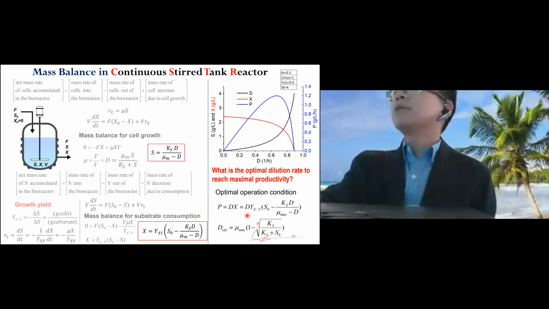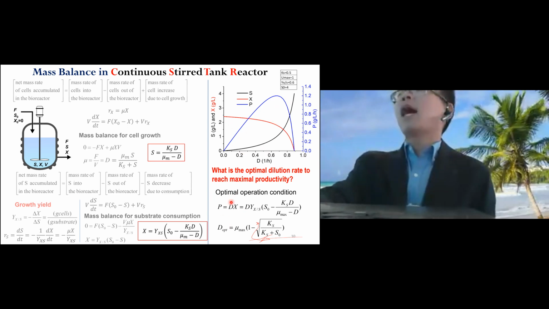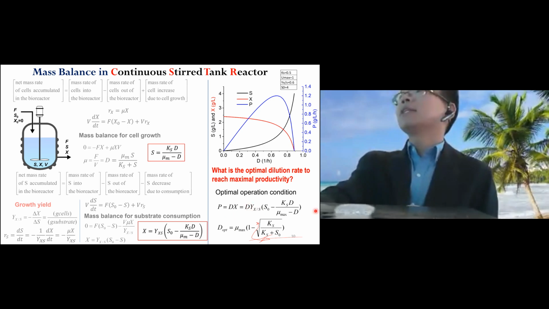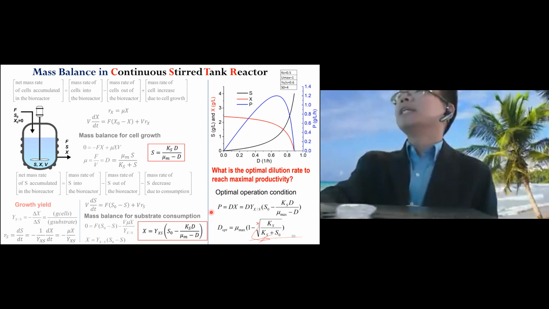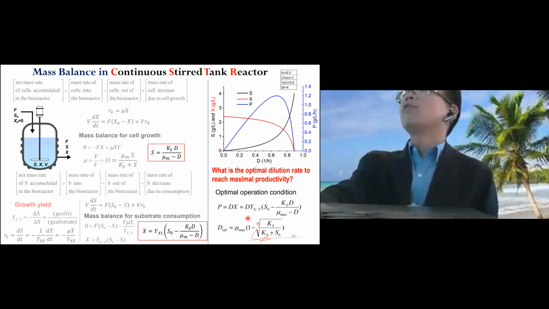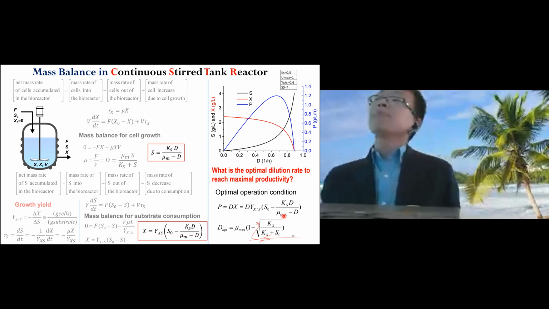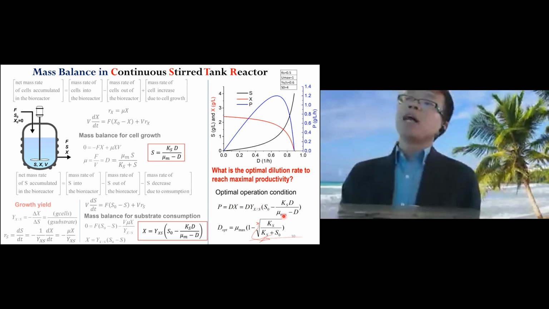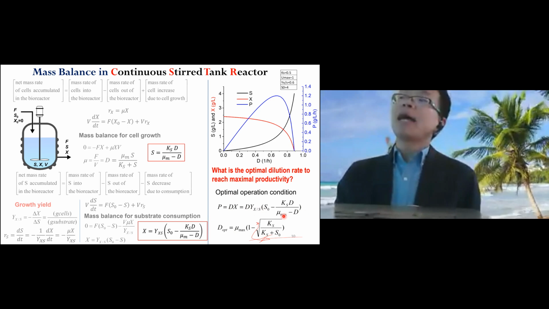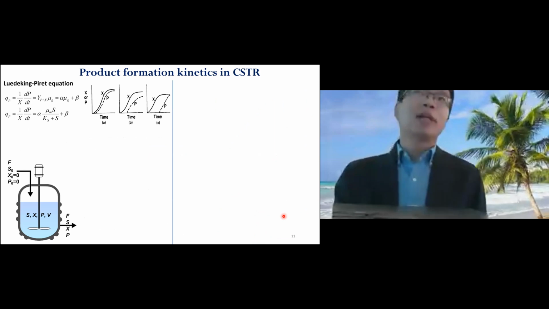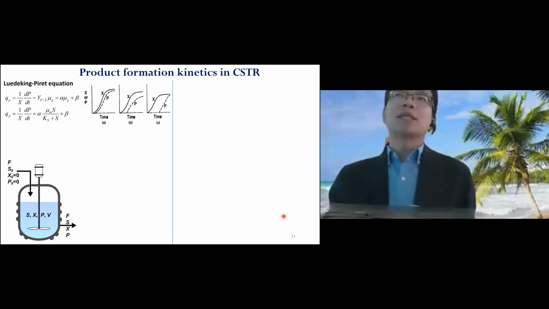The productivity is P equals Rx, which is Dx. From this equation, we know it depends on D with a first order linear term and another parabolic term. Once we take dP over dD equals 0, we find the optimal dilution rate is around this formula. So basically, it's an easy process. We can predict under which dilution rate we can maximize the productivity. But this is just one case. A lot of the time, the product is not just the biomass. We have a real product.